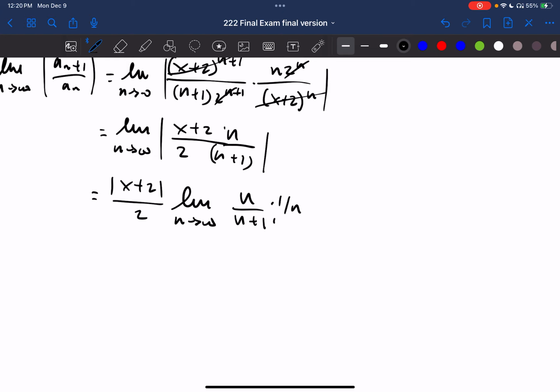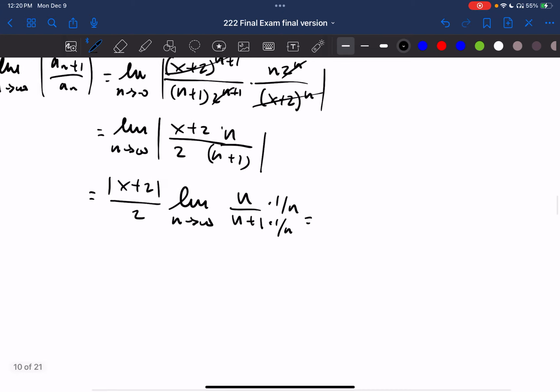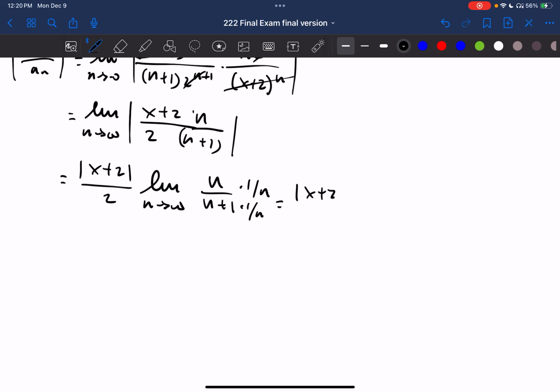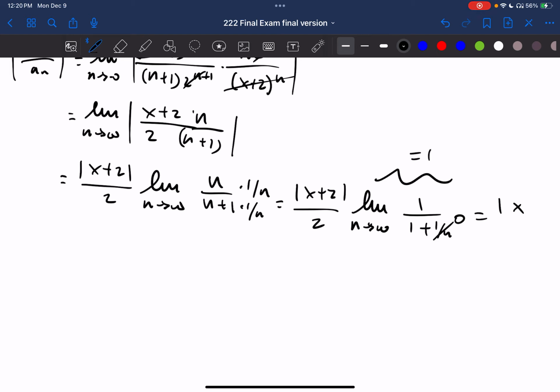I really hate that they have to make you do this, but it is what it is. This is going to give you the absolute value of x plus 2 over 2 times the limit as n goes to infinity of 1 over 1 plus 1 over n. This is going to go to 0, therefore this is just going to be equal to x plus 2. This term right here is going to equal 1. So it's going to be the absolute value of x plus 2 over 2.